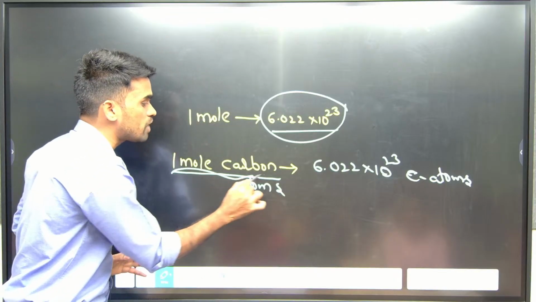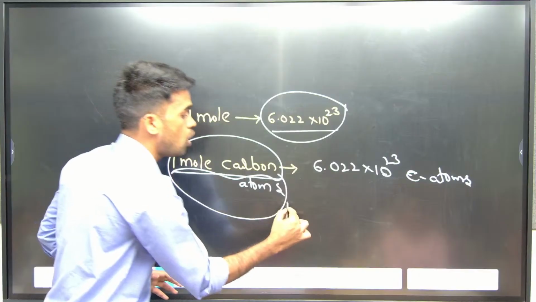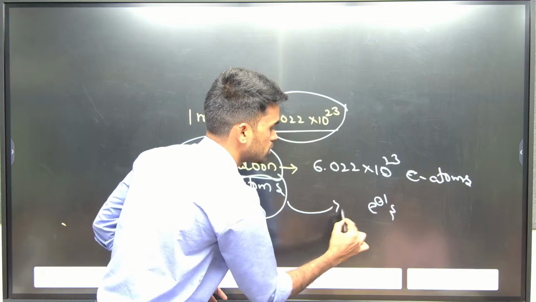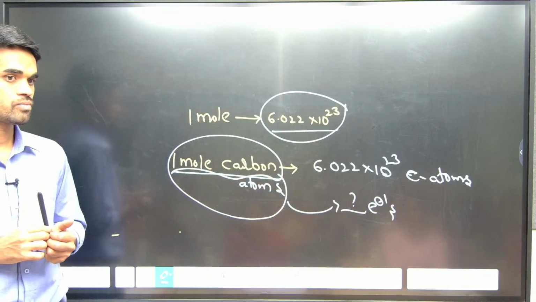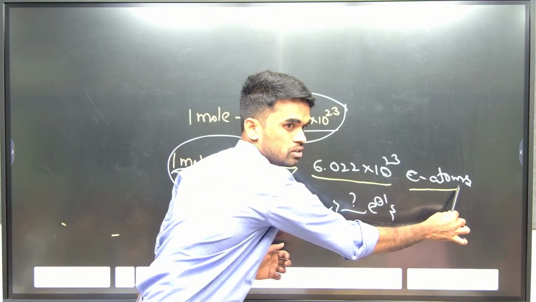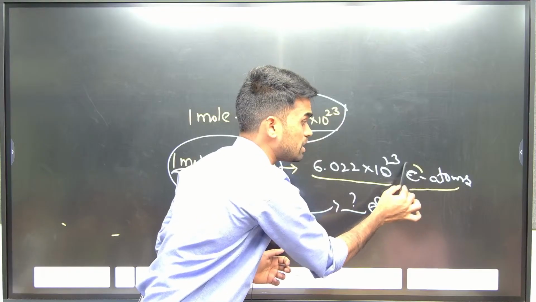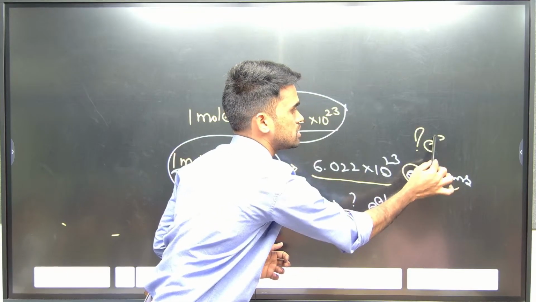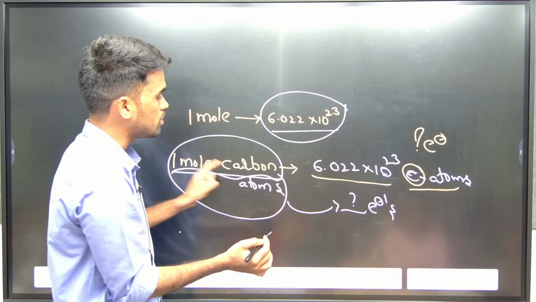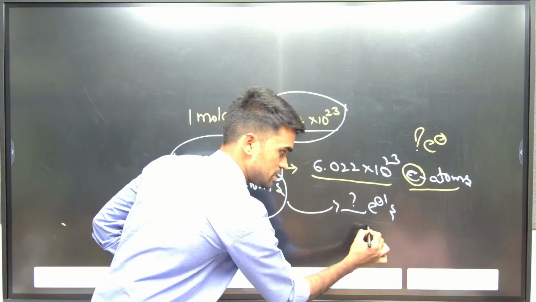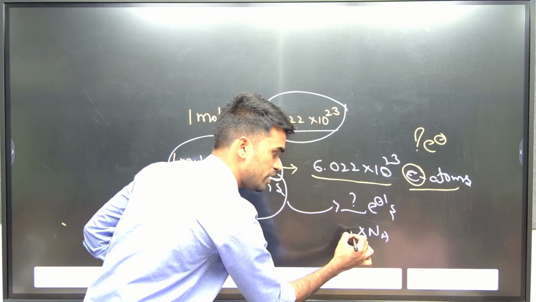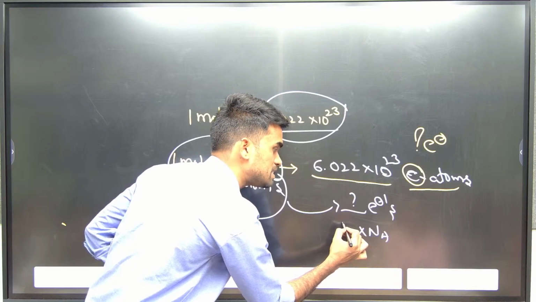Now I am asking you one question. In 1 mole of carbon atoms, how many electrons are present? See, this many carbon atoms we have. In one carbon atom, how many electrons are there? Tell me first. 6 electrons, because its atomic number is 6. So in 1 mole of carbon atoms, we have Avogadro number of carbon atoms, and in each carbon atom we have 6 electrons. That is its atomic number.